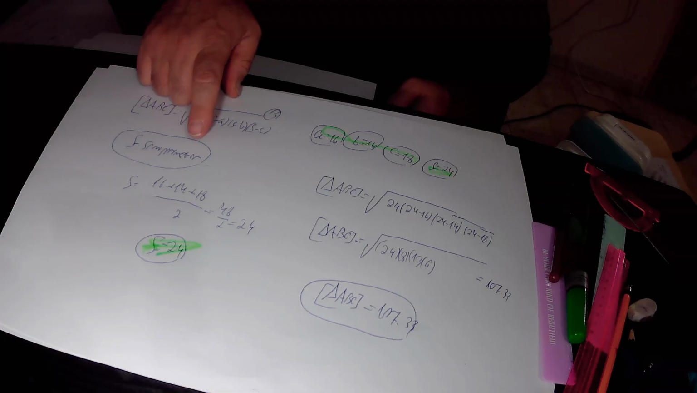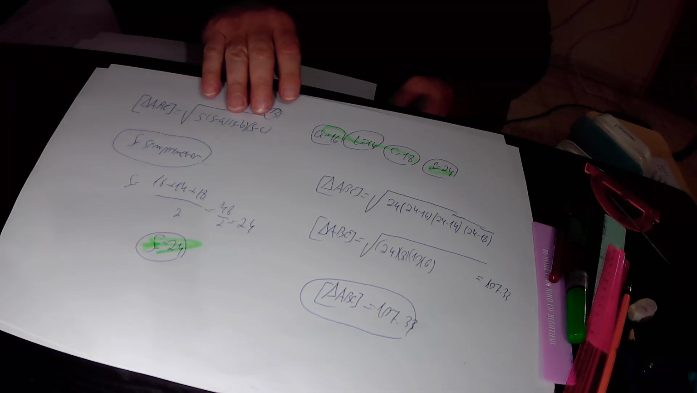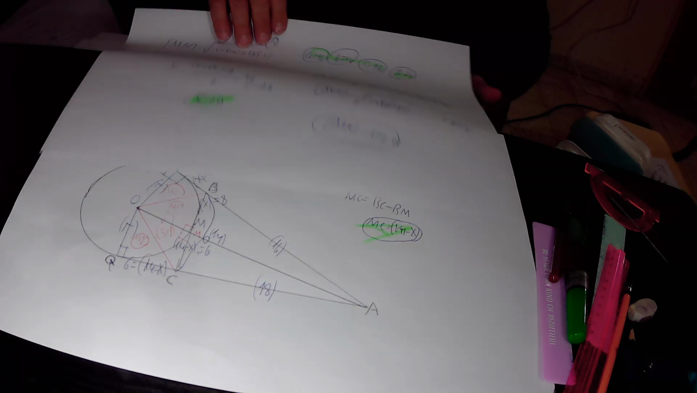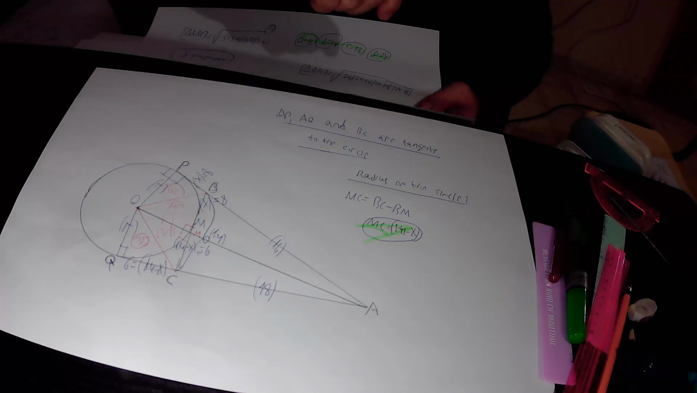That is 16 plus 14 plus 18. 16 plus 14 is 30. 30 plus 18 is 48, over 2. 48 over 2 is equal to 24 units. So in total, we found out that the semi-perimeter of this triangle ABC equals 24 units.